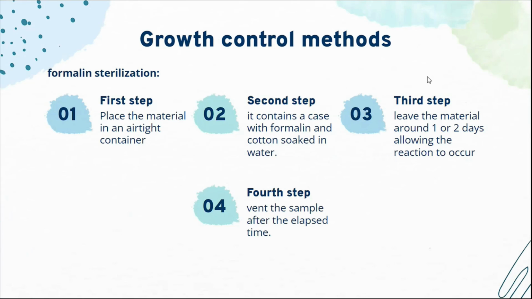In the growth control method, we found formalin sterilization, and it's the same method as for Thermus aquaticus. In the first step, we are going to place the material in an airtight container. This contains a dish with formalin and a cotton soaked in water. We're going to leave the material around 1 or 2 days, allowing the reaction to occur. And lastly, we're going to remove the sample after the elapsed time.